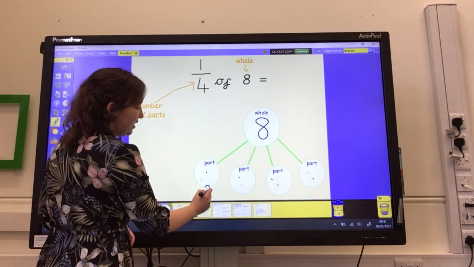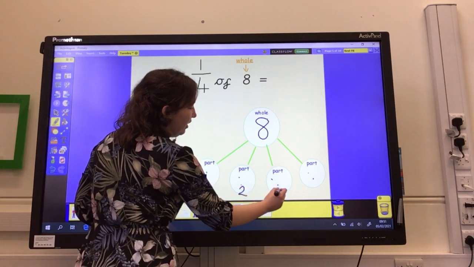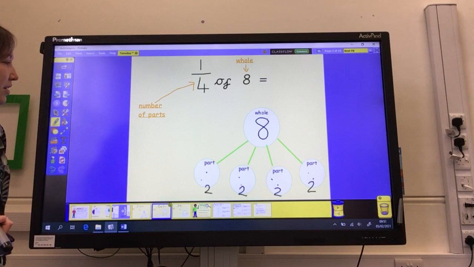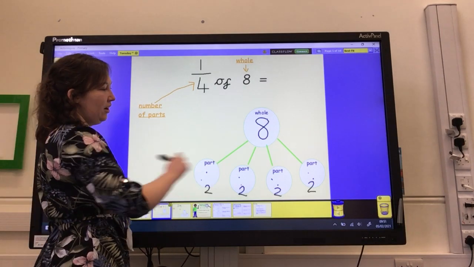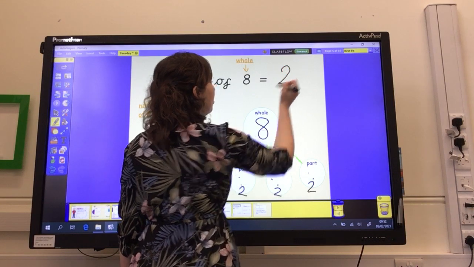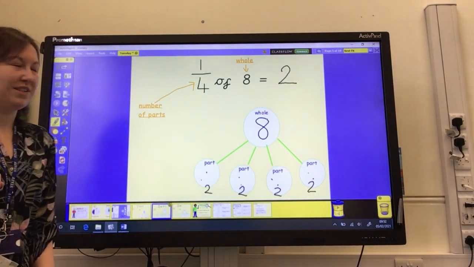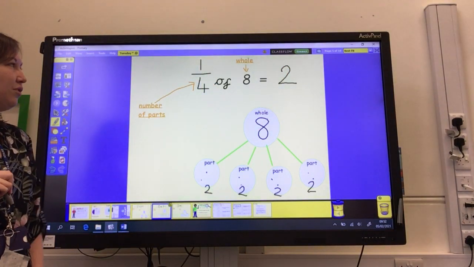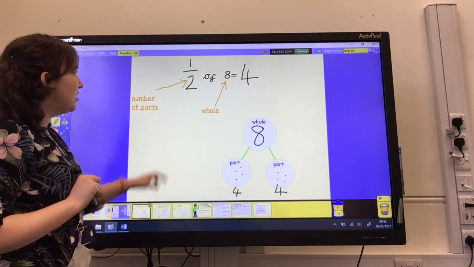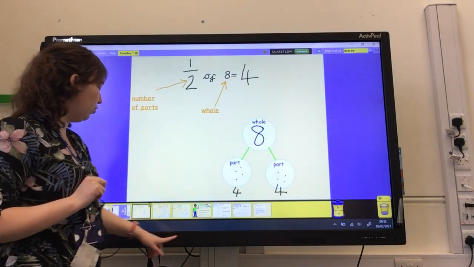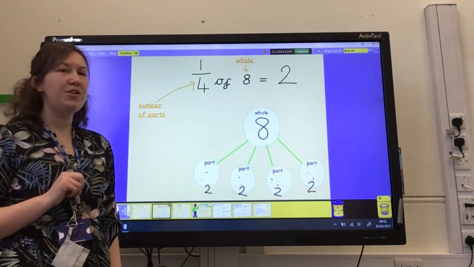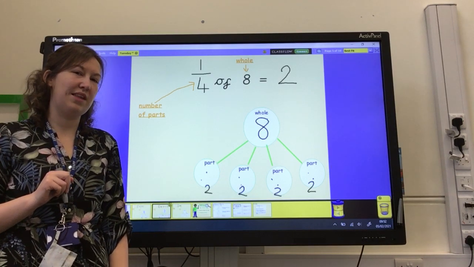1, 2, 3, 4, 5, 6, 7, 8. So I can see there's two here, two here, two here, and two here. So quarter of eight is two. So well done if you worked out the answer that quarter of eight equals two. So half of eight equaled four and quarter of eight equaled two. I wonder if anybody notices a link between those two things.